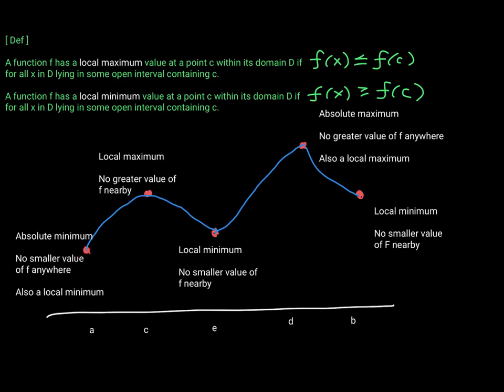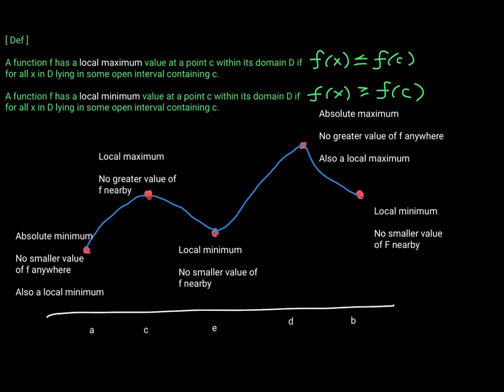It's also considered a local minimum, because any function value nearby will be greater than or equal to this value here. Another way I can say that: for every value nearby, in the neighborhood, this value here is the least of all. So it's also a local minimum. In other words, if you're an absolute minimum, you're also a local minimum.